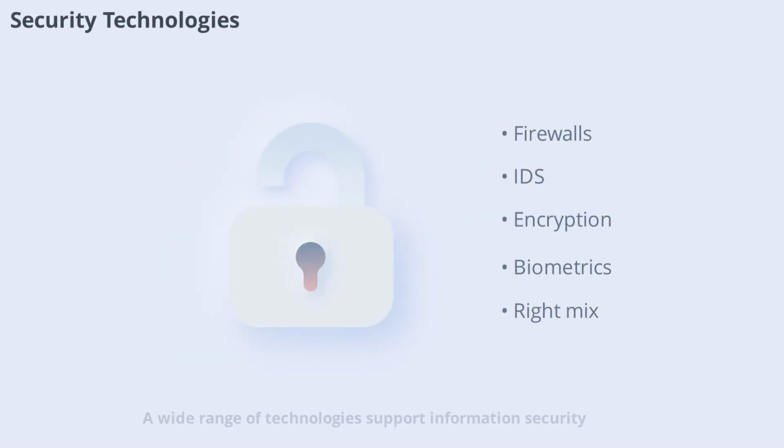A wide range of technologies support information security, from firewalls and intrusion detection systems to encryption and biometrics. Choosing the right mix of tools depends on your organization's needs and risk profile. Technology alone isn't enough; people and processes are equally important for effective security.